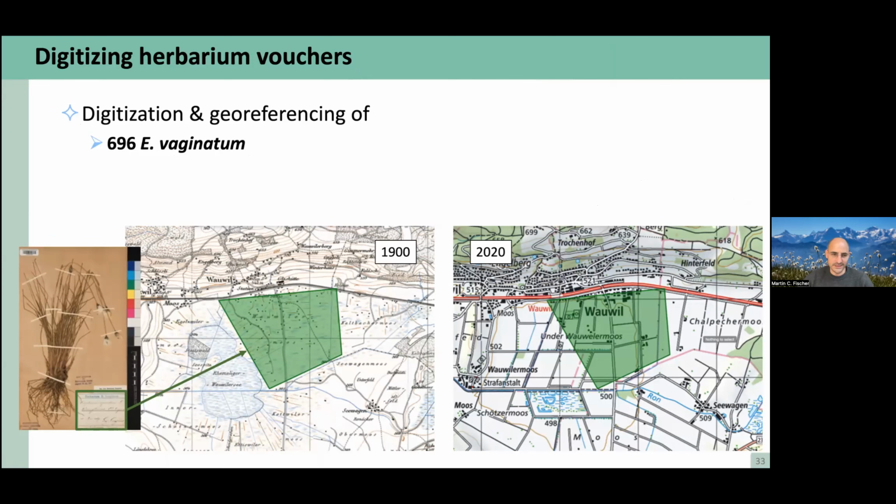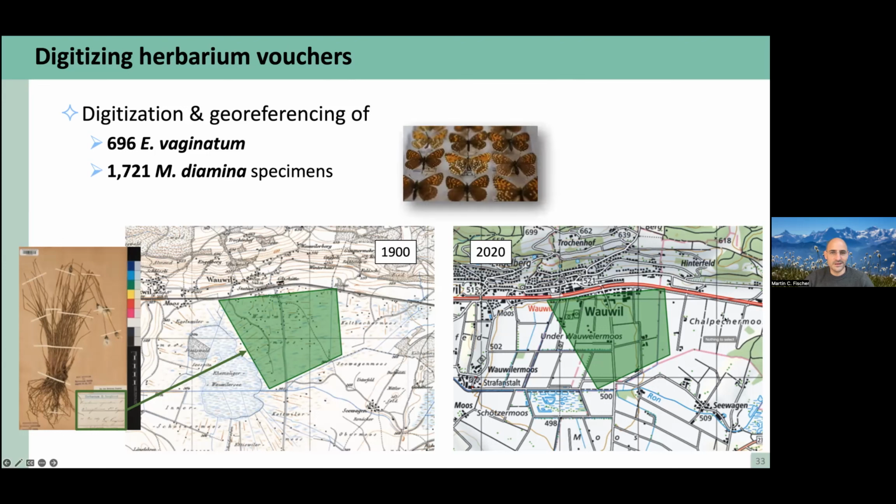As an example, for the cottongrass, we found nearly 700 herbarium samples. And all of these 700 herbarium samples were then digitized and georeferenced, meaning some colleagues were reading these labels and trying to find on old maps where these Eriophorum samples have been sampled, and then also comparing to today's maps and seeing, okay, these habitats nowadays, for example, got completely lost. And we did the same also for the Melitaea samples, where we found 1,700 Melitaea samples in these collections. And all of this was done with Digitalis, a database tool available from our collections.